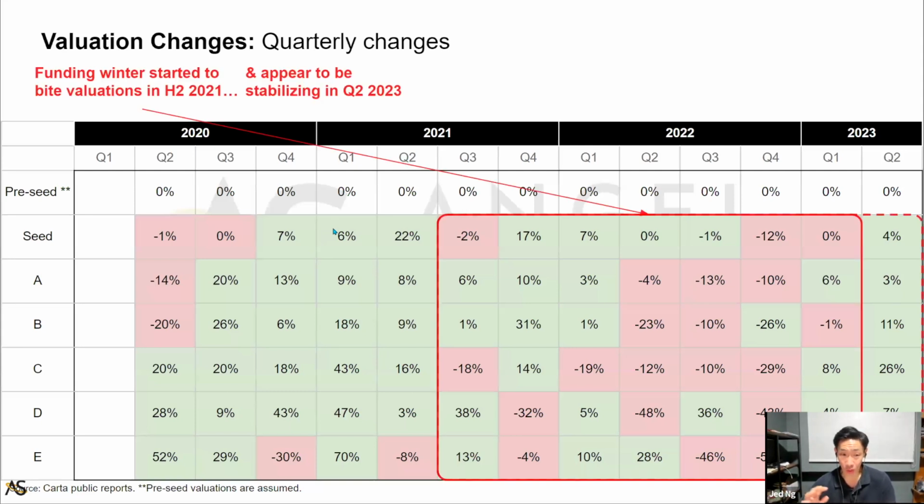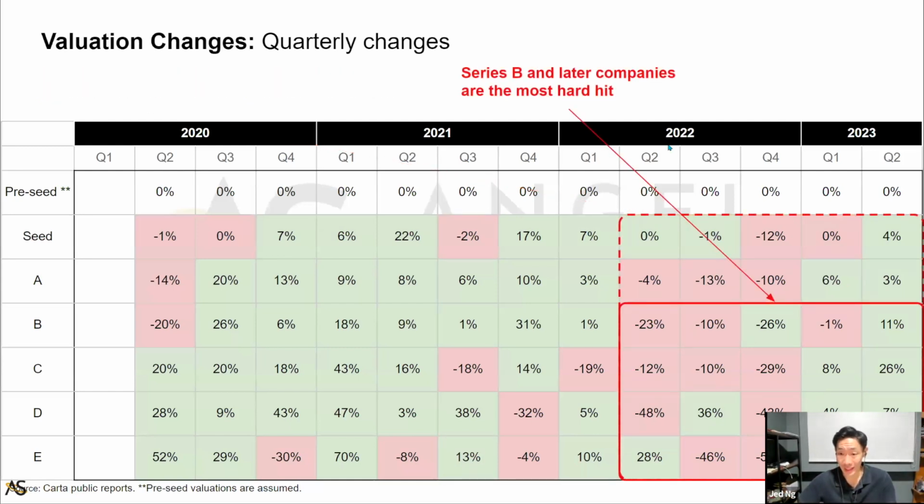And if we just look across green and red, you can see that funding winter started to hit in the second half of 2021. It really started to get quite serious in 2022. And we see some stabilization in the second half of 2023.